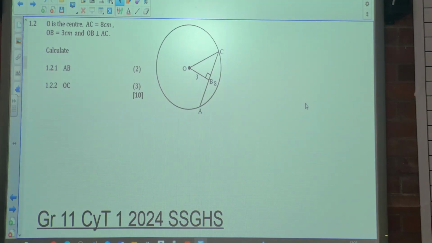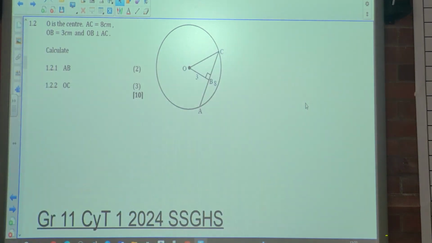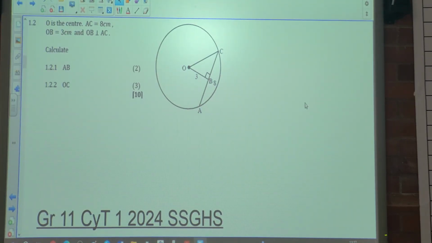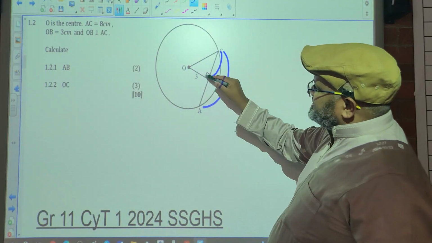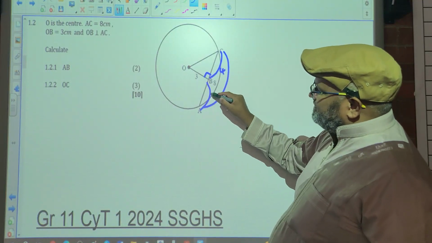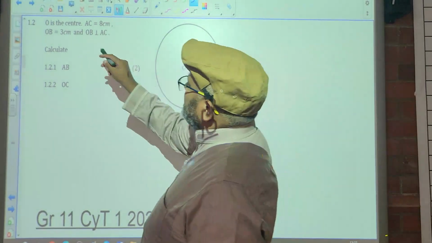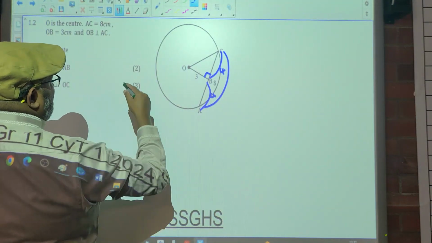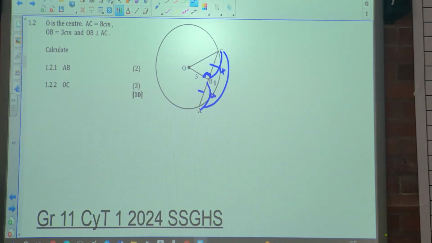The question says, O is the center of the circle. AC is equal to 8 centimeters. So if AC is 8 centimeters, then BC is going to be 4, and that's going to be 4. Why? Perpendicular from center to chord bisects the chord. Then we are told that OB is 3, and OB is perpendicular. So if those lines are perpendicular, we know that two lengths are equal.